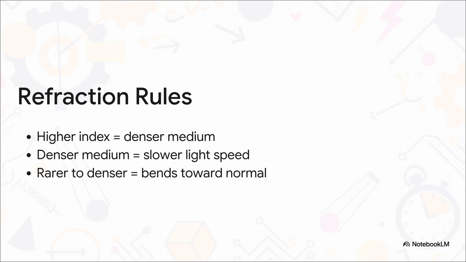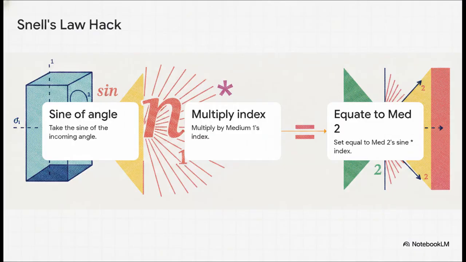Now, when questions ask you to calculate those exact angles using Snell's law, it usually looks like a terrifying nightmare of fractions. But here's an incredibly simple hack to set up the equation without getting confused. Step 1. Just take the sine of the incoming angle. Step 2. Multiply it by the refractive index of that exact same side, medium 1. Step 3, set that whole thing equal to the sine of the refracted angle multiplied by the refractive index of medium 2. Just remember, side 1 equals side 2.